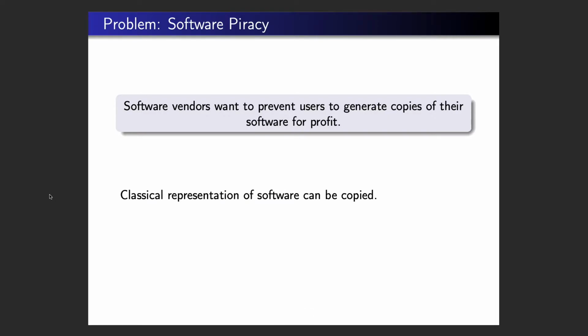So how do we represent software? If we represent software in terms of a Boolean representation, then the problem is that this can always be copied. So the users can illegally distribute this software to other users, and there's no way to prevent it. Now the question is, what if the software was modeled as a quantum state? So now can we somehow use the fact that quantum states generally cannot be copied in order to solve the problem of software piracy?